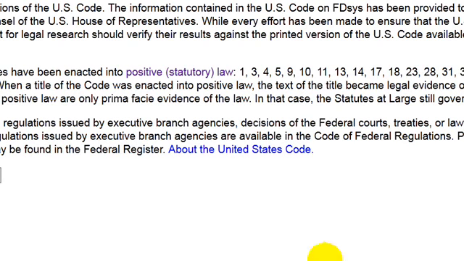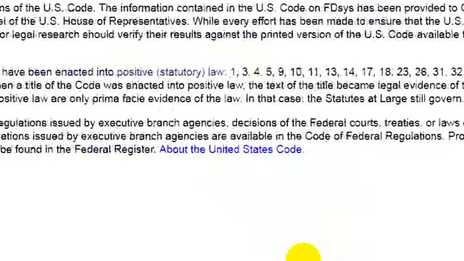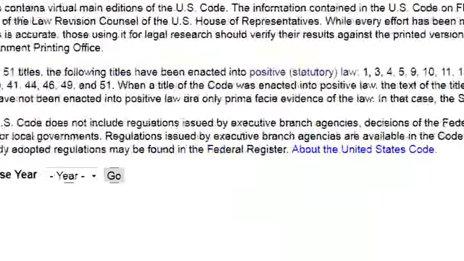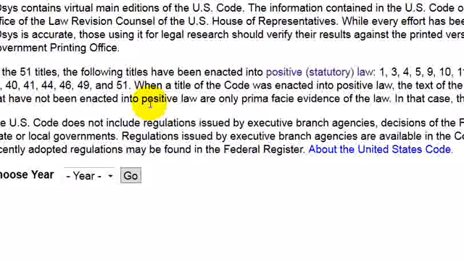And then another thing that stood out for me, when reading and studying this and what the titles are that are of positive law, those are the ones that I will reference. Because remember, the other ones, the titles that have not been enacted into positive law, are only prima facie evidence of the law. So hopefully this video kind of opened your eyes up.